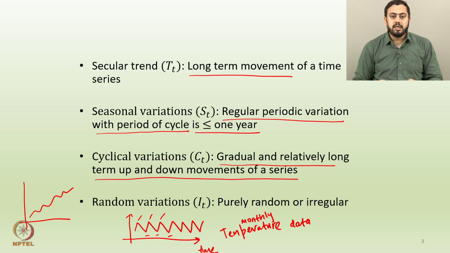Okay. So, any gradual and relatively long term up and down movements of a series. Now looking at the definitions of seasonality and cyclicality, one can immediately write down a difference. What happens in seasonality? In seasonality, the period of the cycle or period of the repetition is less than or equal to 1 year, but when it comes to cyclicality, the repetition cycle is naturally more than 1 year, and generally speaking, the majority of the times the repetition cycle is at least 2 years.